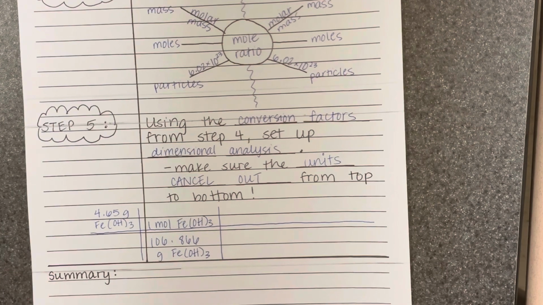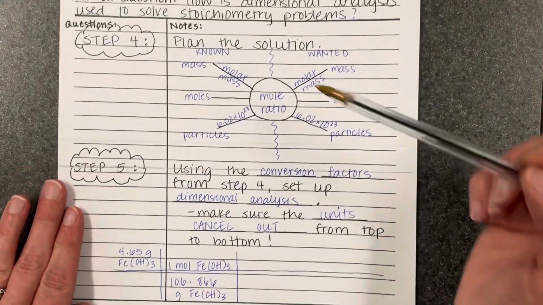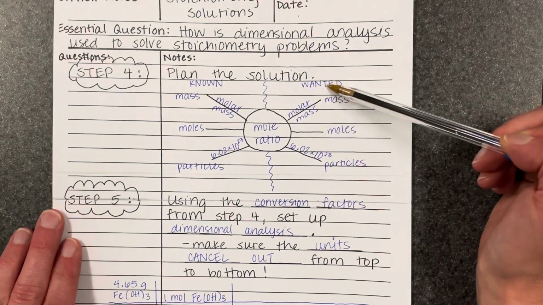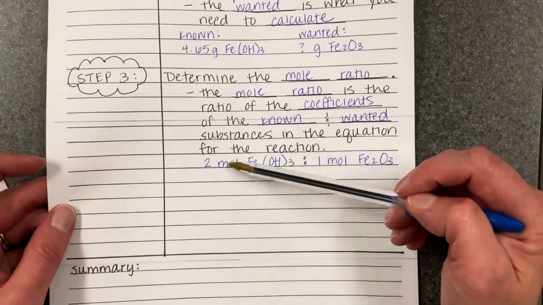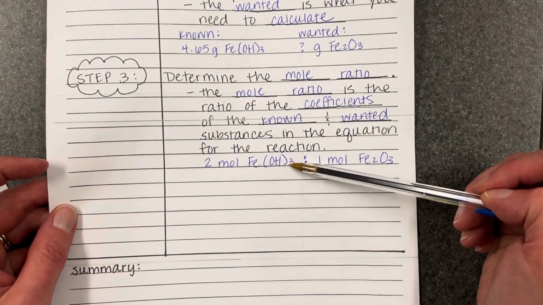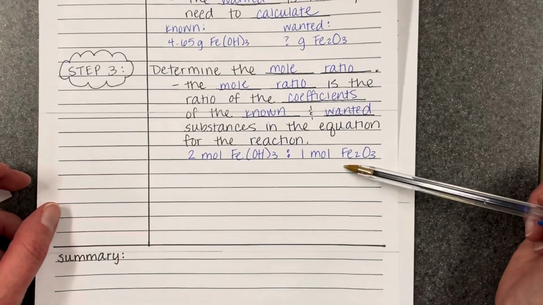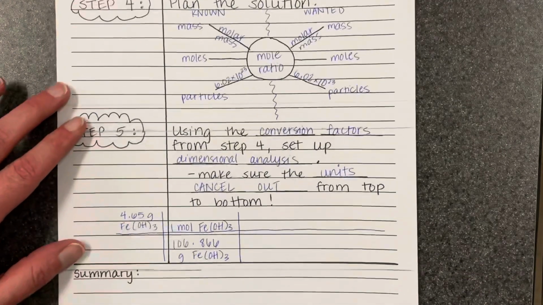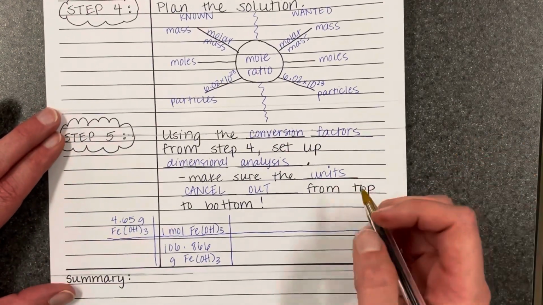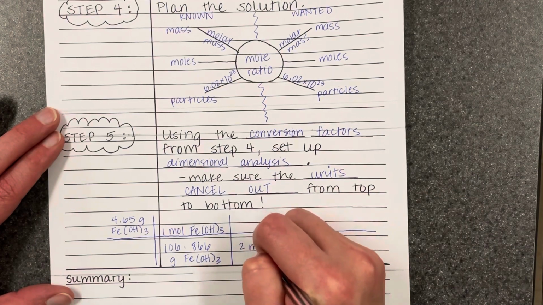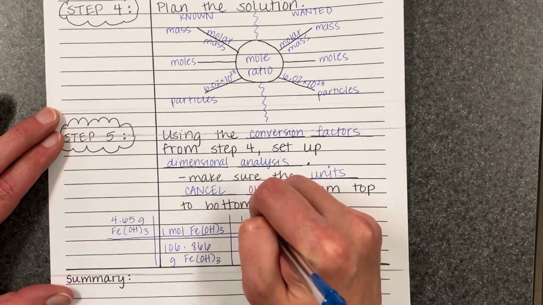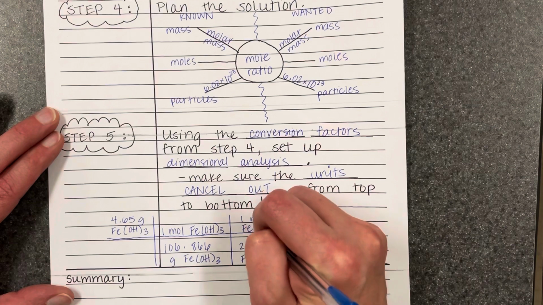But we're not done yet. All I've done is simply convert my known amount in grams to moles. What we're going to do next is use the mole ratio to convert the known substance to the wanted substance. Now again, if I look at my mole ratio, what I know is that for every 2 moles of iron hydroxide I start with, we're going to produce 1 mole of iron oxide. So I'm going to use that as the conversion factor. For every 2 moles of iron hydroxide I start with, we're going to produce 1 mole of Fe2O3.